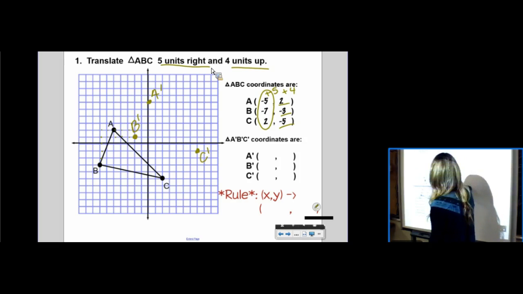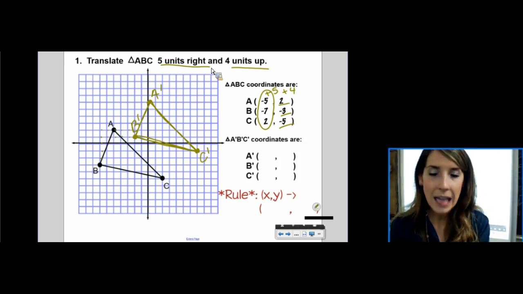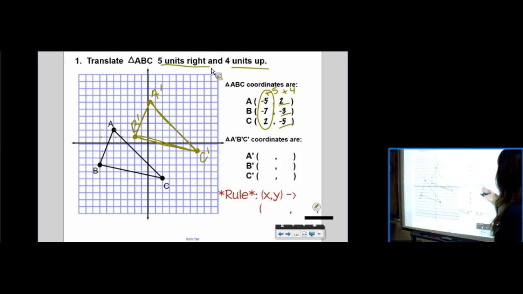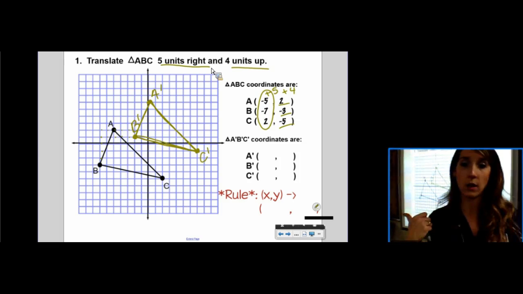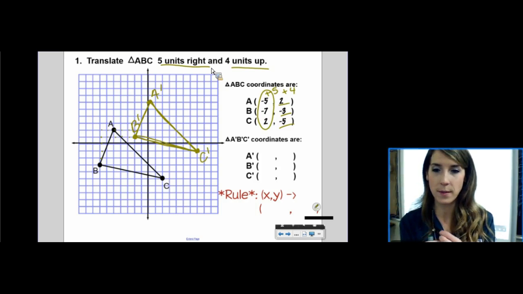And then you would use a straight edge, which I don't have right now. You would connect your dots, and that would be your figure translated slide. So our new coordinates, you're right, you could go to your graph and look at what the new coordinates are, or you could simply do the arithmetic.